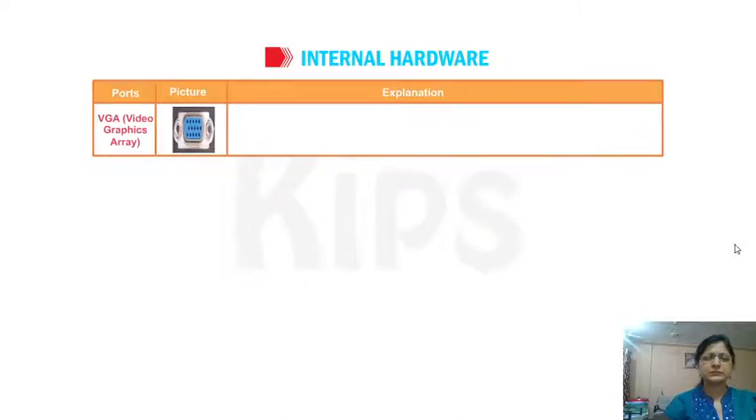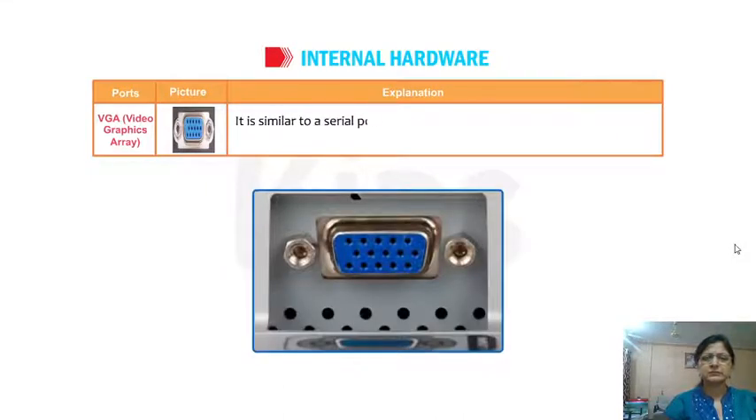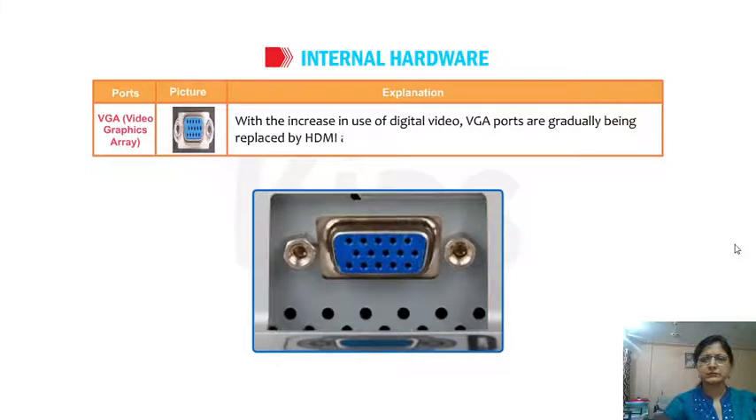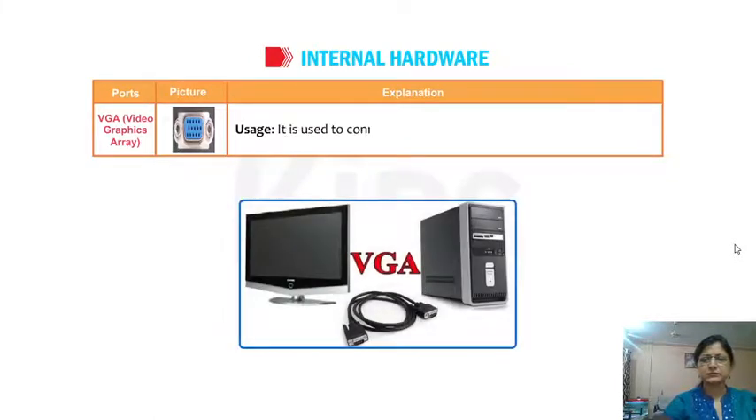VGA, Video Graphics Array. It is similar to a serial port connector, but the serial port has pins, whereas VGA connector has holes. With the increase in use of digital video, VGA ports are gradually being replaced by HDMI and display ports. Usage. It is used to connect monitors or projectors to a computer.